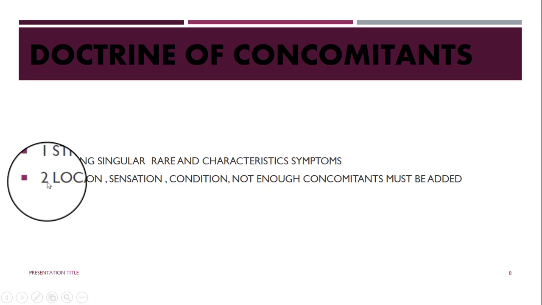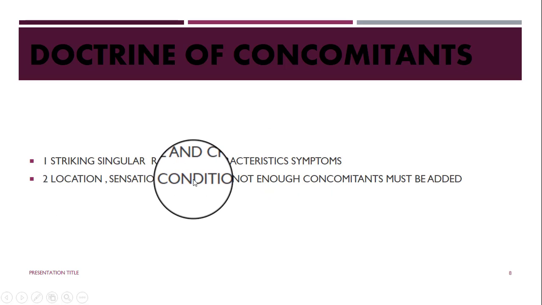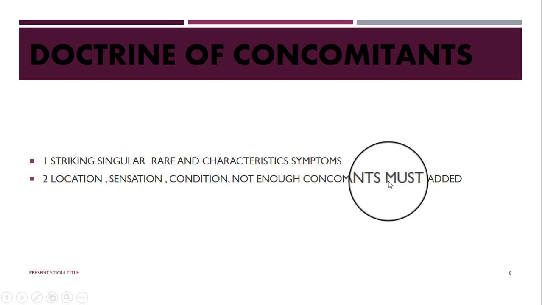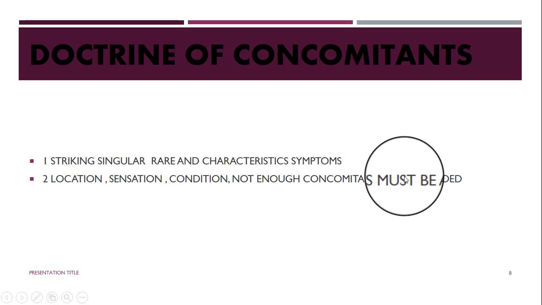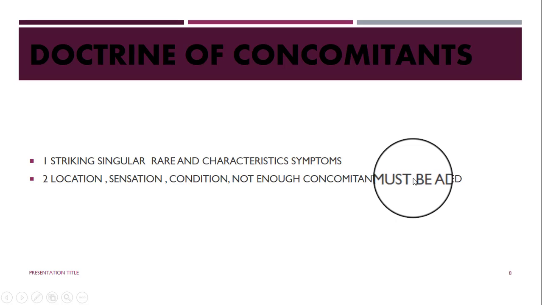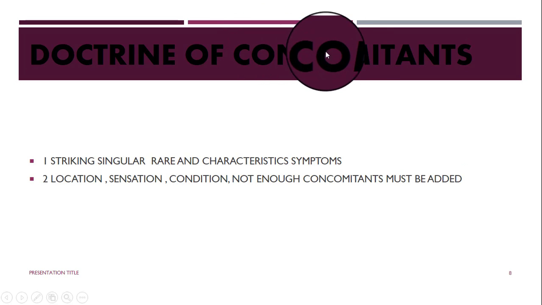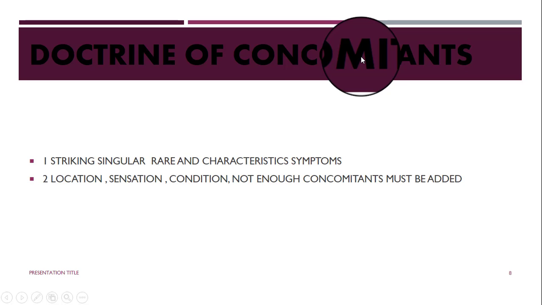Location, sensations and conditions are not enough, concomitants must be added. These are the peculiar or accidental features which always exist in every totality in both patient and remedy, by which it is differentiated from every other case and remedy. So this was all about the doctrine of the concomitant, which was given by Dr. Bonning-Hassan. So here he emphasized the concomitant symptoms.